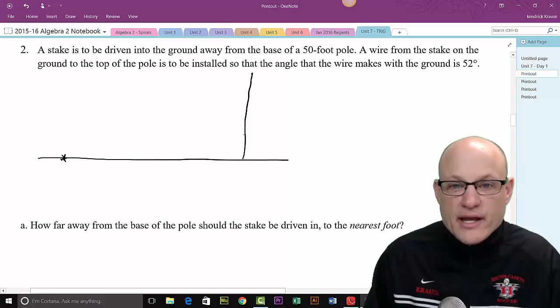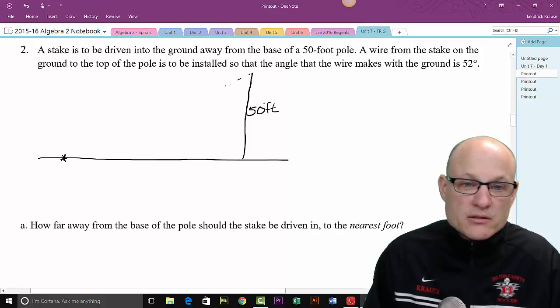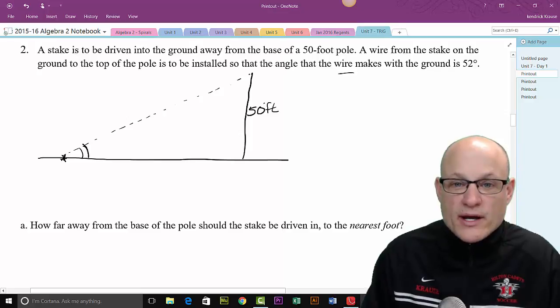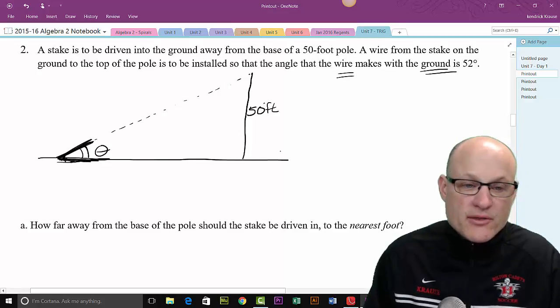There's where I hammered in the stake. We know my pole's 50 feet. And we know in order for this to be safe, this wire right here has to make an angle with the ground. Now, oftentimes what I'll do is I'll say, okay, here's the wire, here's the ground. Here's the angle we're talking about, theta. And we said that's got to be 52 degrees.